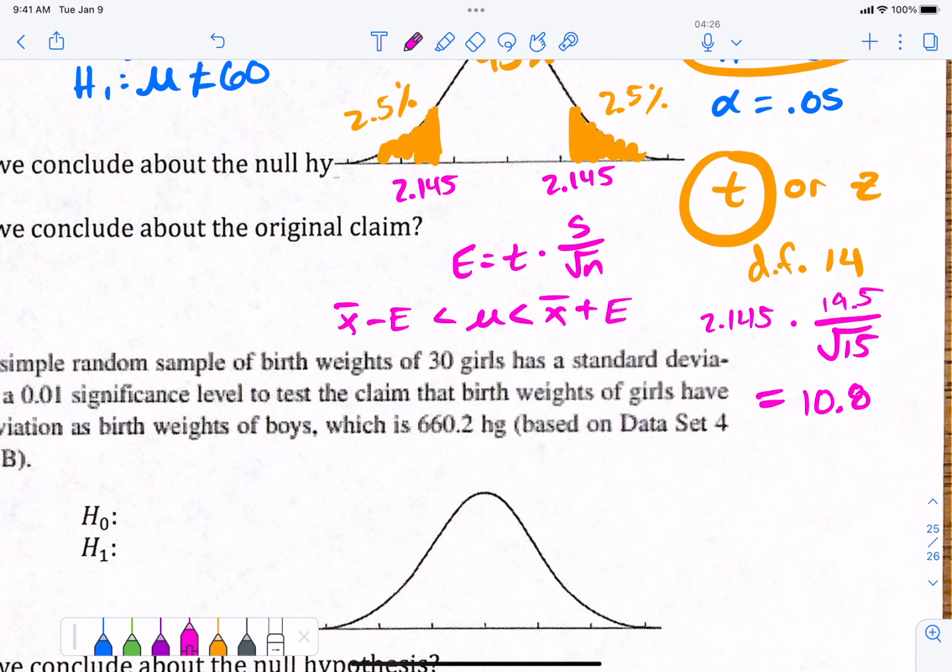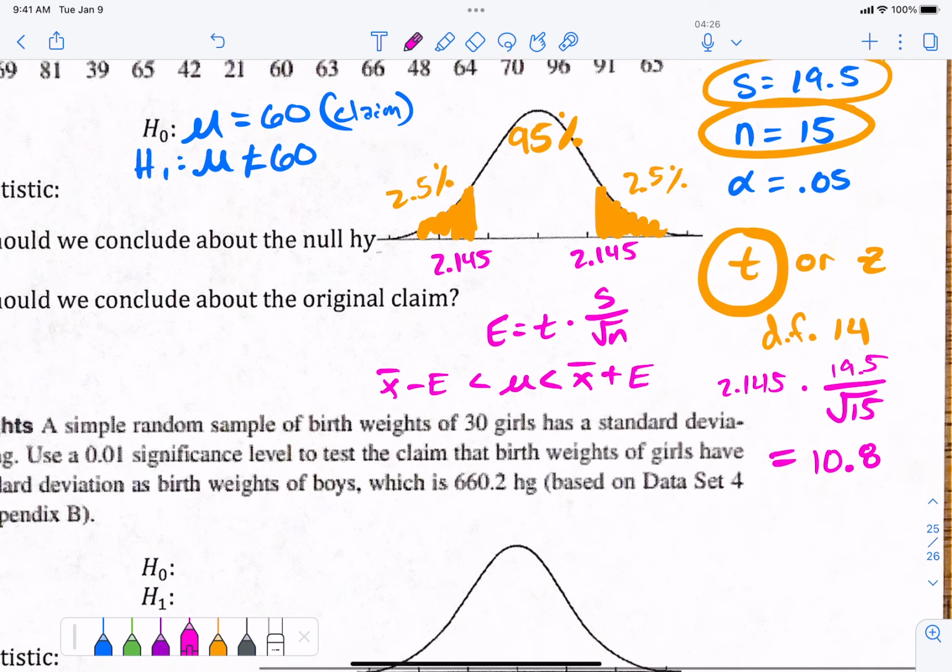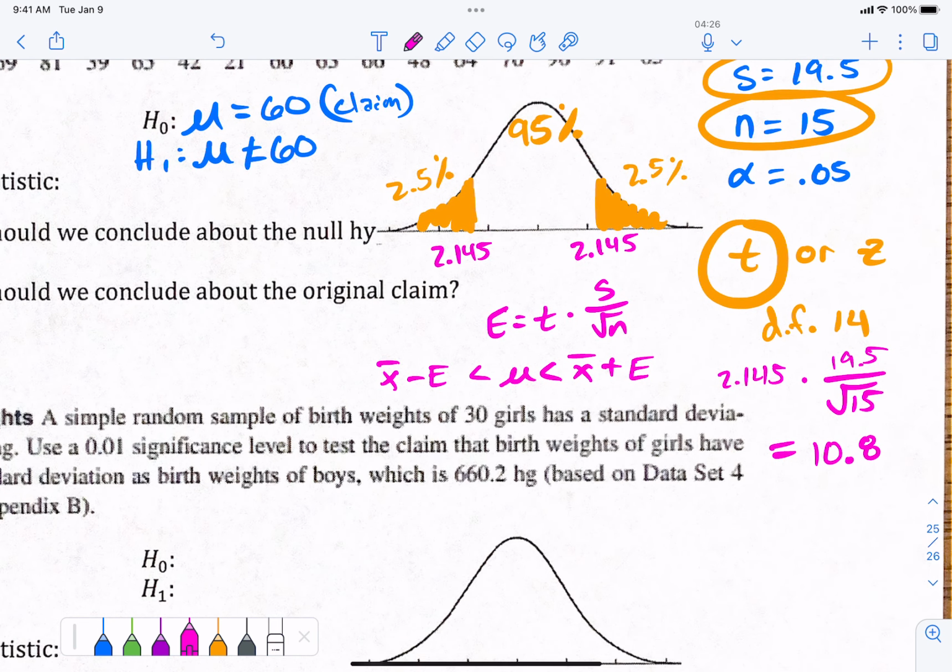10.9. I got 10.9. But I used 2.160, I got 10.8. Okay, we'll go with 10.8. It just depends on what your middle calculations are. I don't care, it's fine. We'll do 10.8.